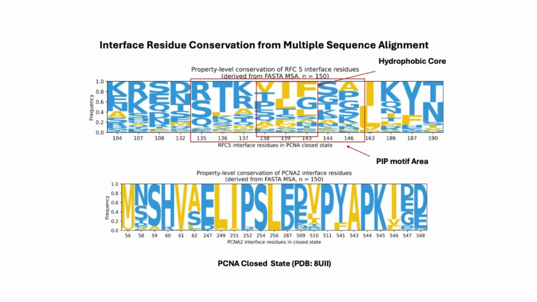This figure shows property-level conservation of interface residues derived from a multiple sequence alignment of 150 homologous proteins. Here, frequency indicates how often a given amino acid property appears at each interface position across species, reflecting evolutionary constraint at the level of physicochemical characteristics rather than exact residue identity.